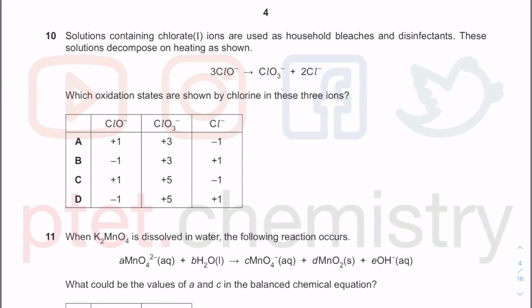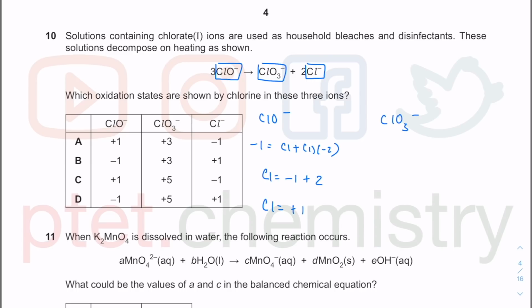Question number 10. This is about oxidation number. For oxidation number, you look at one species only, without looking at the number in front of it in the equation. So for ClO minus, with 1 oxygen, each oxygen is minus 2 in that species. The overall oxidation number of the ion is the charge of the ion. So chlorine there is minus 1 plus 2, chlorine is plus 1 there.